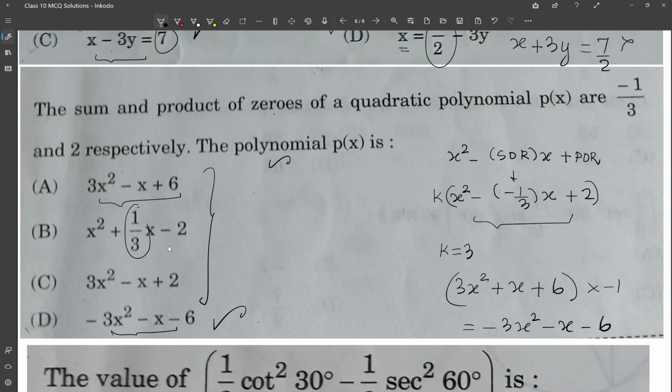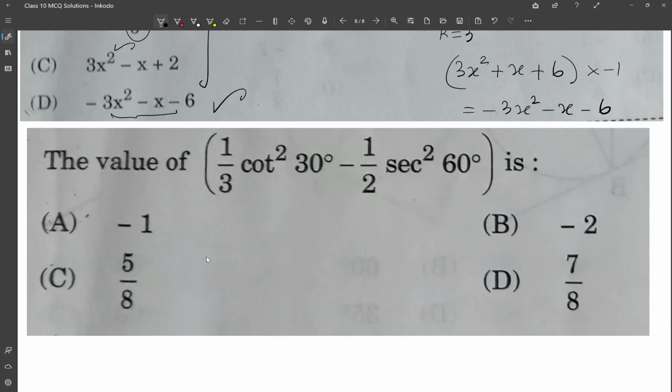What about this one? x square, okay, plus 3 plus 1 by 3x is also okay, but here it is minus 2, but it has to be plus 2. So option B is ruled out. Option D is the most appropriate answer.